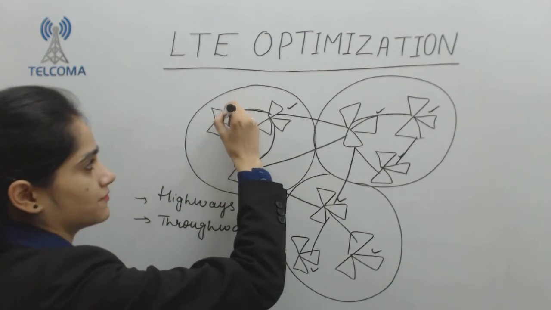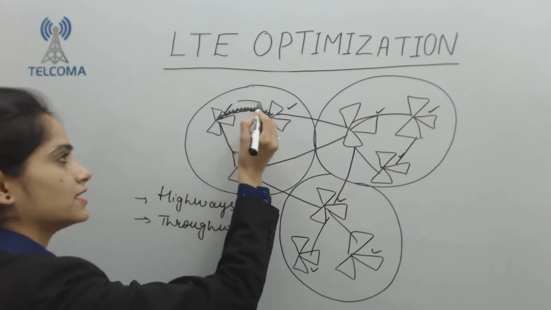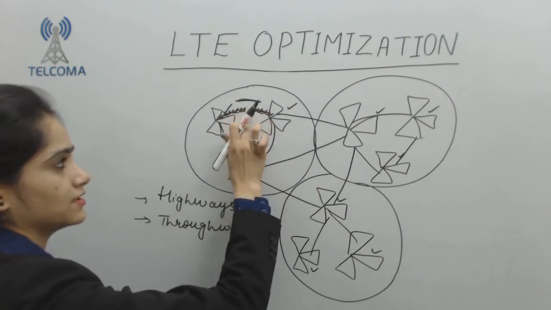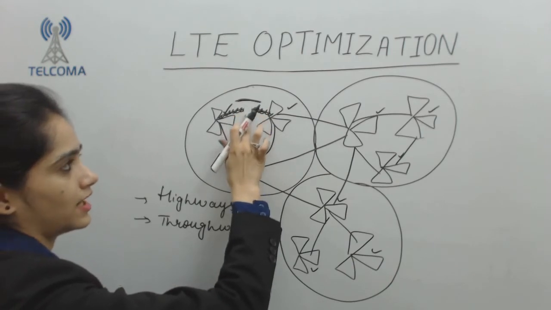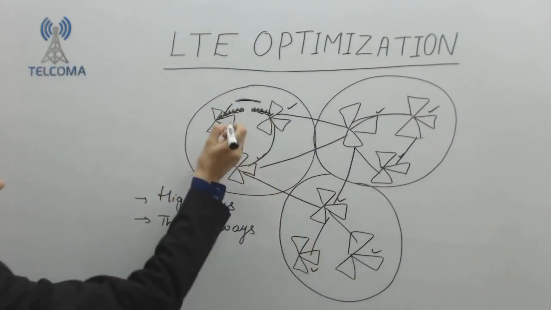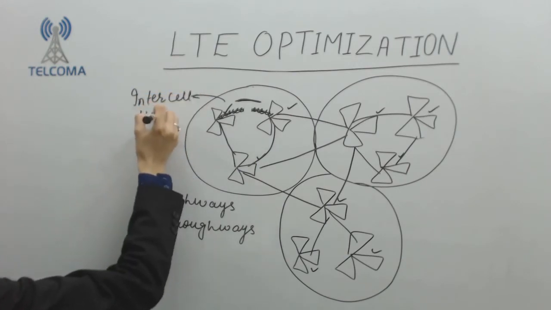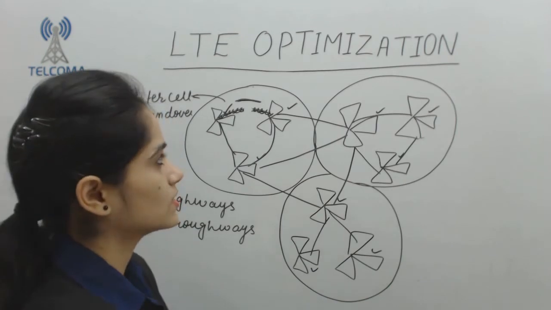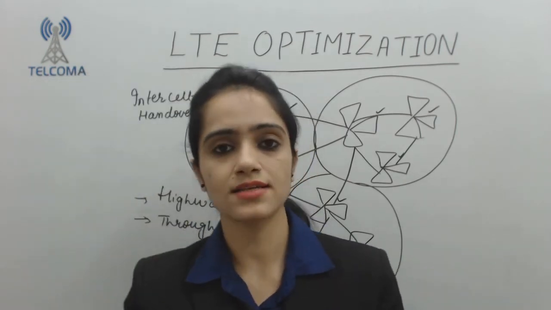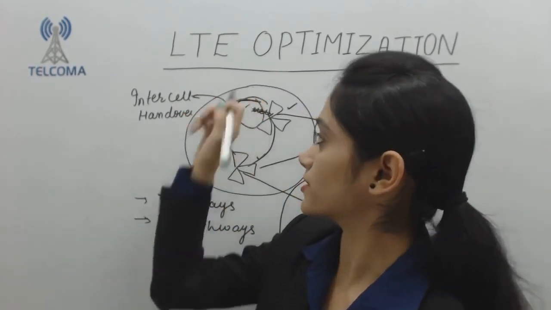Now, that tester will drive following one route and record each and every parameter. So, if in between there is a handover failure, I will mark here that I have a handover failure between two cells. That means there should be an intercell handover, because you are moving from one cell to another cell, and as a result there is some handover failure. So why? What is the reason why there is handover failure in two cells? This is the area which we require to optimize.